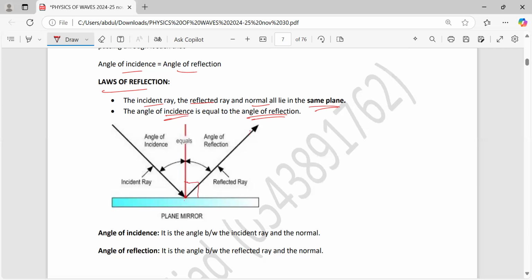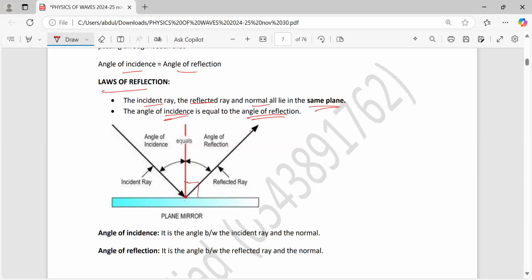And by the way, this law of reflection is one of the very popular topics for paper 6 for physics of waves. There are only 3 topics: this reflection, then refraction, and also lenses, and all are part of the light waves.